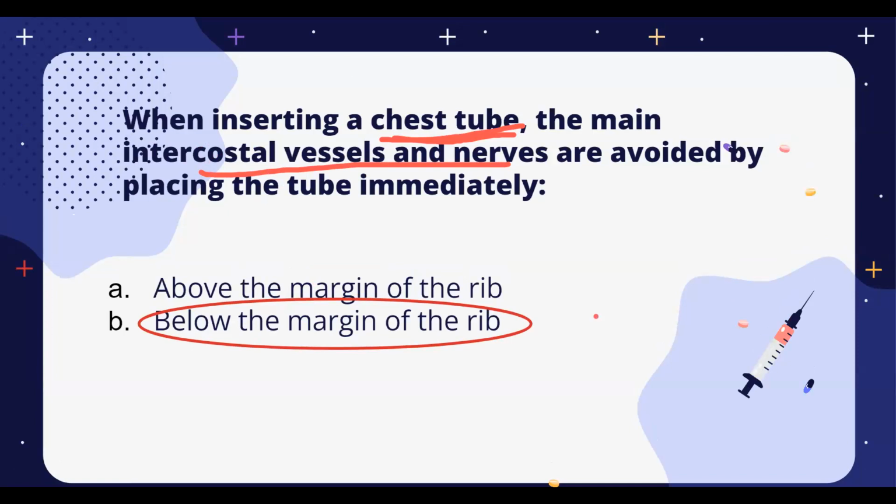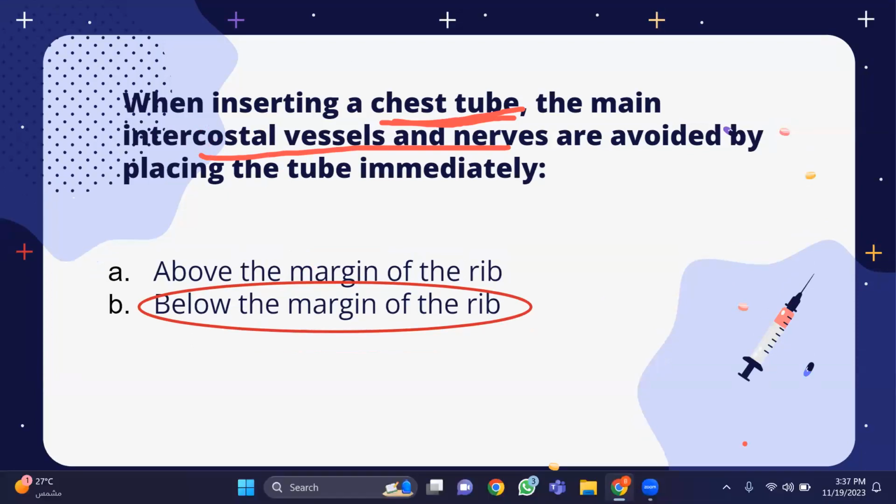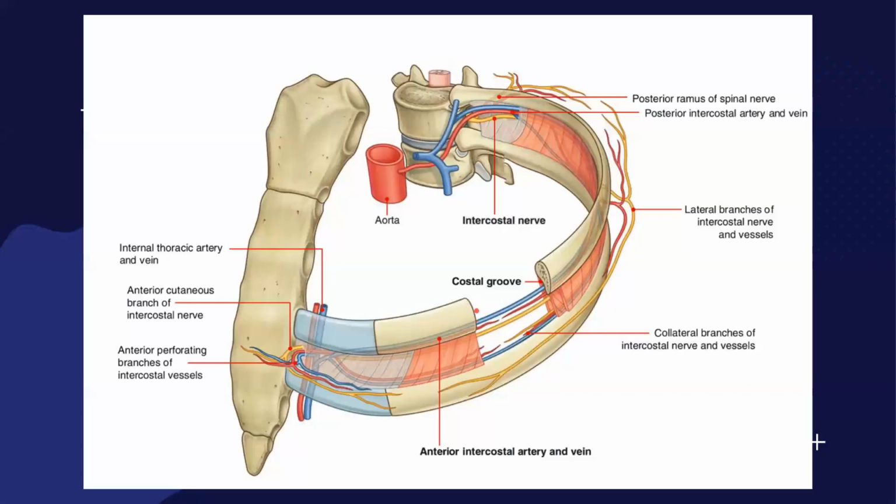Why is that? Let me show you this picture. Do you see how right here, this is our VAN, the triad? We have a vein, we have the artery, we have the nerve. This runs directly beneath the rib in the costal groove. So if you were to place the chest tube immediately above the rib, you would be sparing the most important neurovascular bundle. I know you can see there's another neurovascular bundle here, but those are the collateral branches. Those are not as important. The main ones run in the costal groove. And so you would place it above.